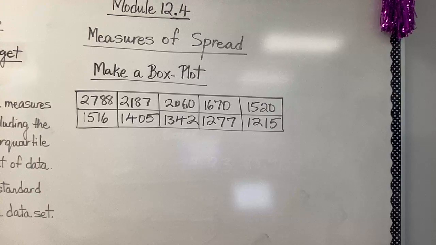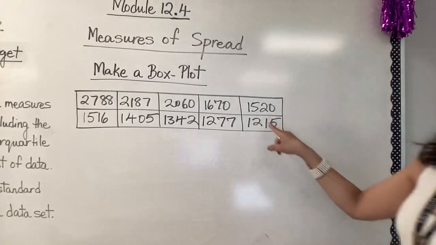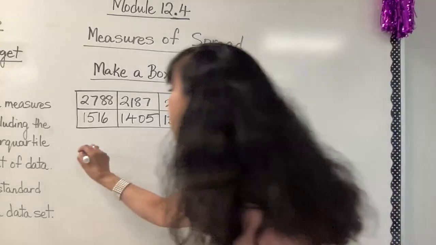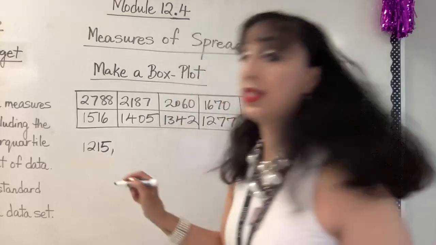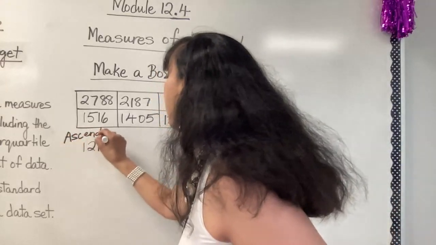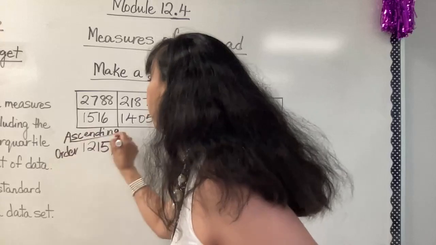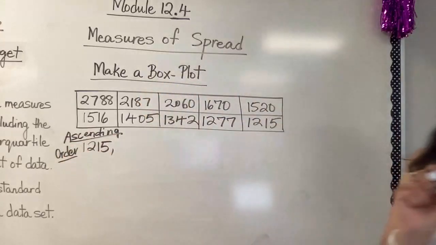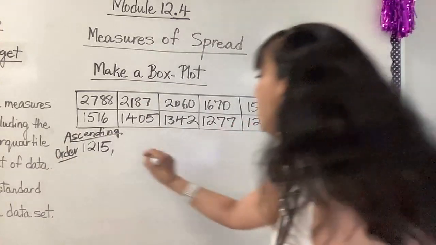So my first step is to arrange the data in ascending order. That means from smallest to the largest. I can see my smallest number is 1215. So I'm going to start putting it in the correct order. So 1215, once again, ascending order. I'm going to just write that here so you remember. Ascending order. And that's the first step. Always. So we have 1215, we have 1277.